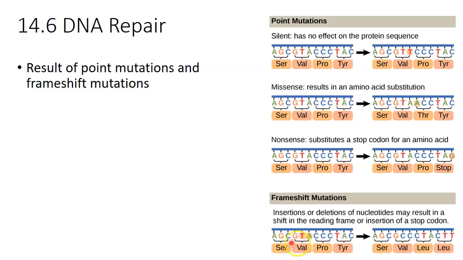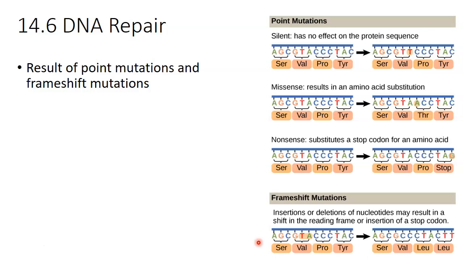And so instead of having serine, valine, proline, tyrosine, now, since all of this from this C, cytosine, on over, they all shifted down two bases. Now we have serine, valine, leucine, leucine, totally different amino acid sequence. And so this would usually be pretty bad. It depends, again, on where in the gene this happens. If it happens towards the very beginning, real bad. If it happens towards the end, usually not too bad.